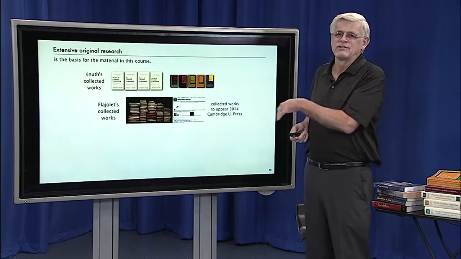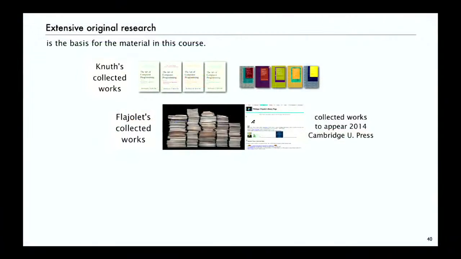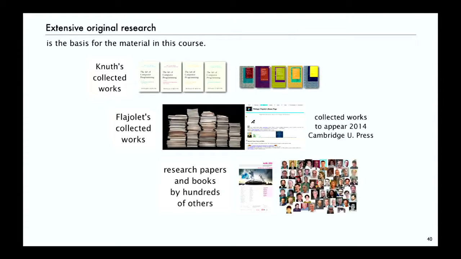There's also Flajolet's collected works, and this is, in addition to the 2 books, hundreds of research papers, and we're working hard on having this published by 2014 by Cambridge University Press in 7 volumes or so. Many of the papers are available on the web as well. And then there are research papers and books by literally hundreds of other researchers that we draw on. I'll call attention to papers and books now and then, but there's quite a bit out there.